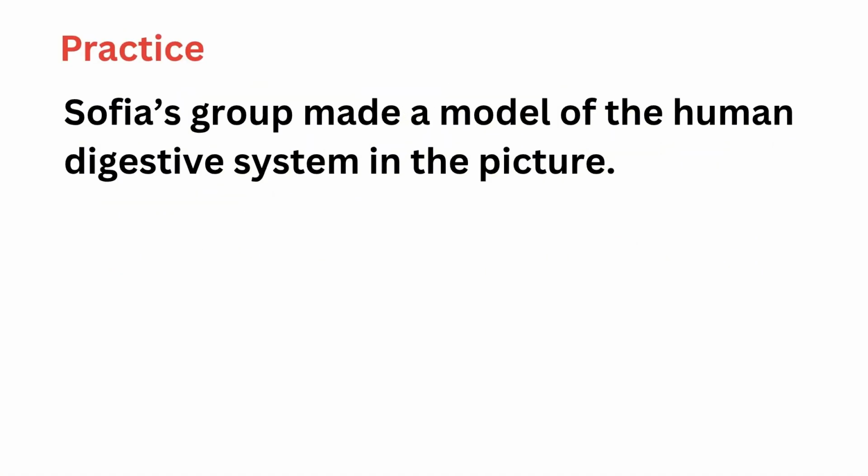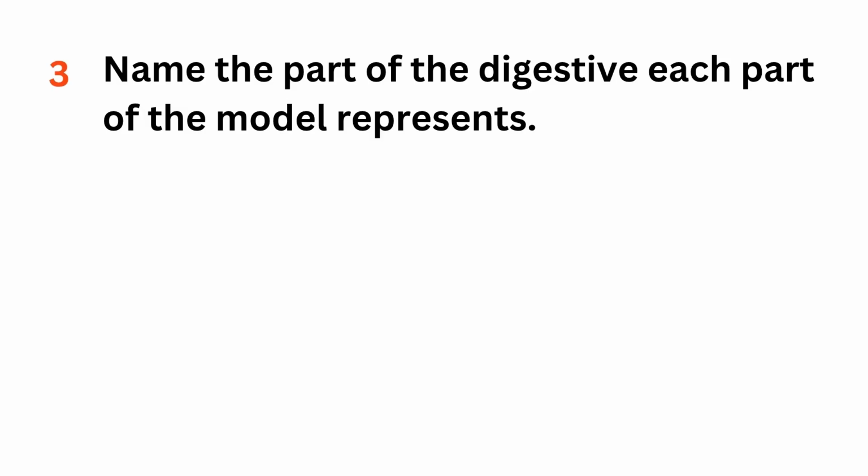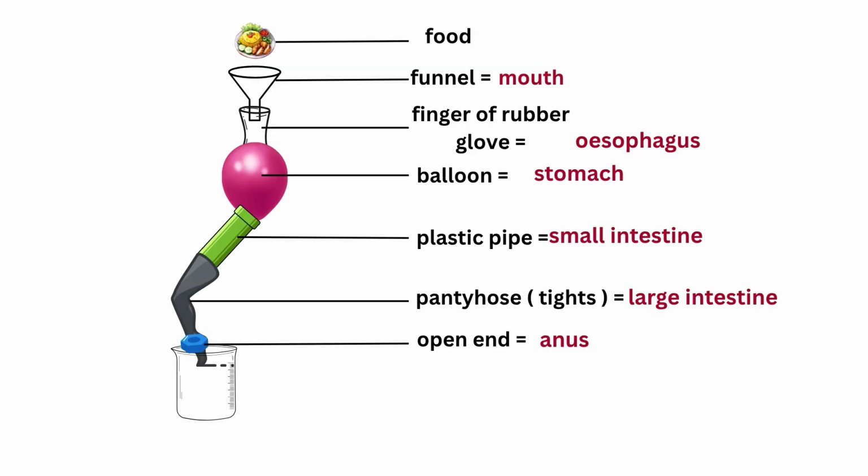Practice. Sophia's group made a model of the human digestive system in the picture. Question 3. Name the part of the digestive system each part of the model represents. The funnel represents mouth. Finger of rubber glove represents esophagus. The balloon represents stomach. The plastic pipe represents small intestine. The pantyhose ties represents large intestine. The open end represents anus.